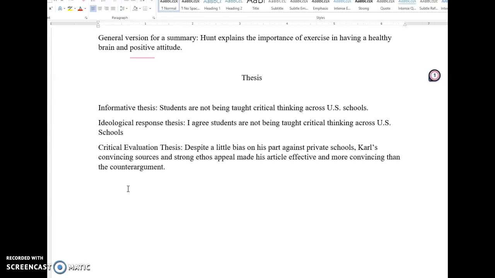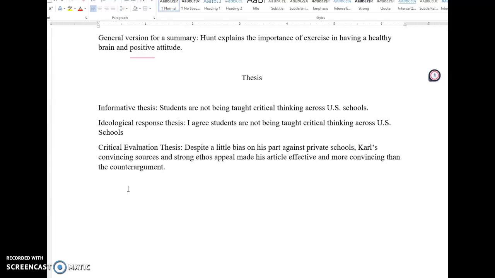So if I ask you, was the article effective, and you tell me students are not being taught critical thinking across United States schools, that is not an answer to the question, is this article effective? The name of the article is Many Colleges Fail to Improve Critical Thinking Skills. Sorry if I said Is School Too Shallow earlier, that's my bad. I'm getting them mixed up in my brain. You're dealing with the article by Belkin, Many Colleges Fail to Improve Critical Thinking Skills.